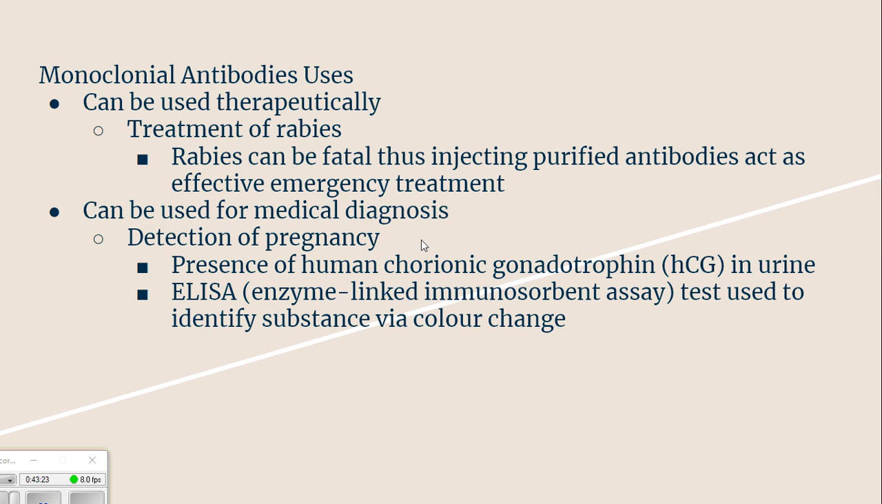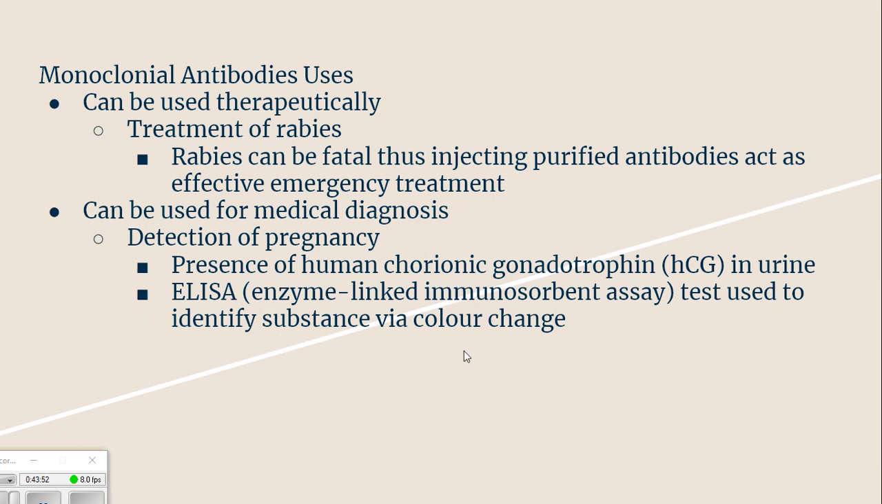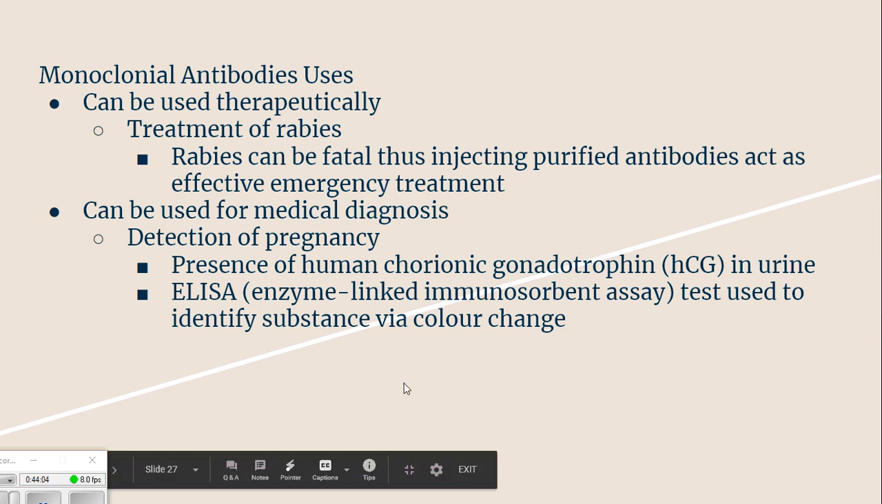Where antibodies also get used in medical diagnosis is in a particular type of test called an ELISA. ELISA is an acronym for Enzyme Linked Immunosorbent Assay, which is used to test for specific substances. It uses a color change as the assay part of it. We won't go into the specifics of what all that means, but it's basically a test that shows whether something is present or not through a color change, and makes use of antibodies.